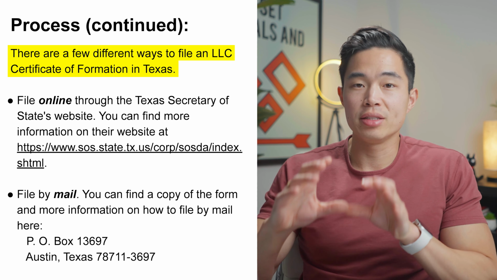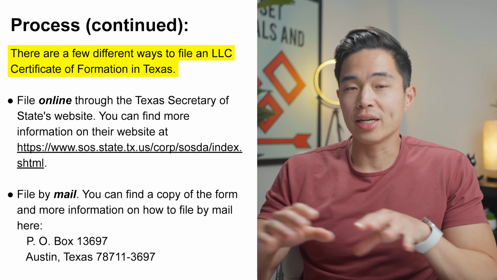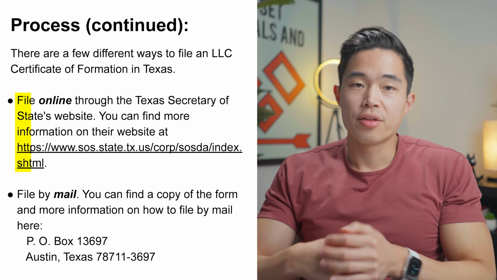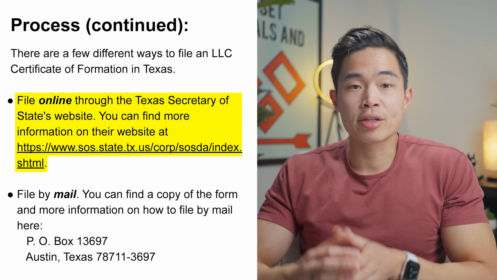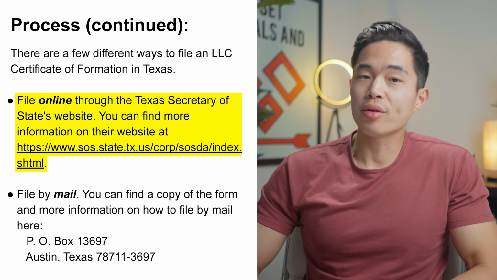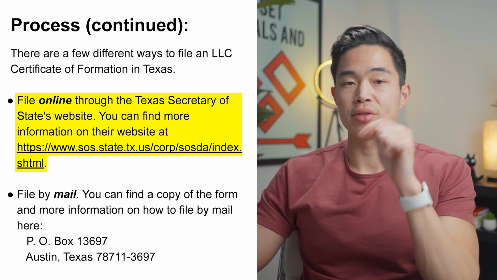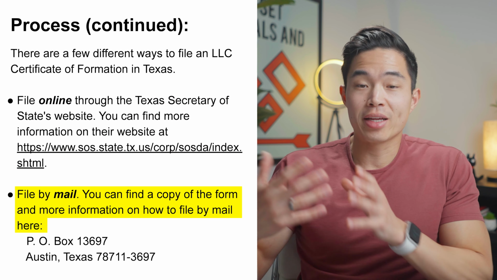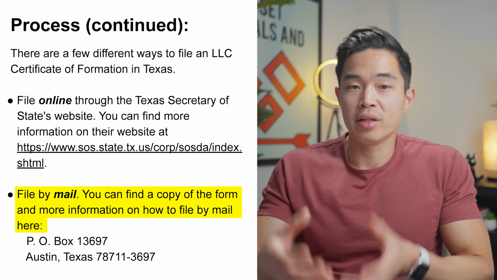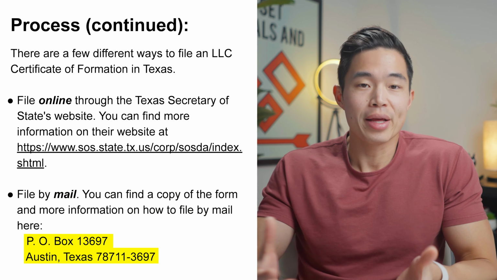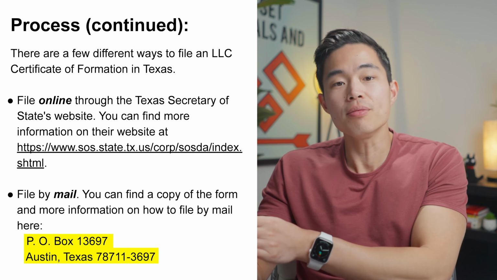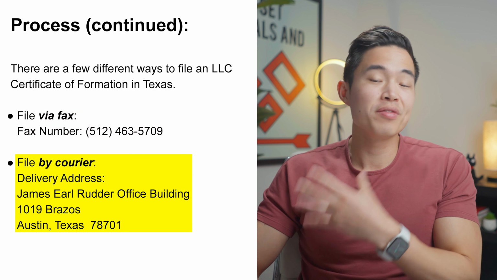Now, to actually file an LLC certificate of formation in Texas, there are a few different ways you can do this. The first is you file online through the Texas Secretary of State's website. If you want to learn more, the link is going to be right there as well as down in the description. You can also file by mail, so you can find a copy of the form and more info on how you can fill it out at that same website, and this is the address you'll be mailing the form to. You can also fax this number right here, or you can file by courier.